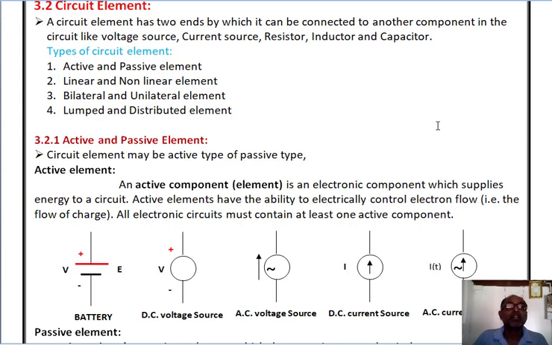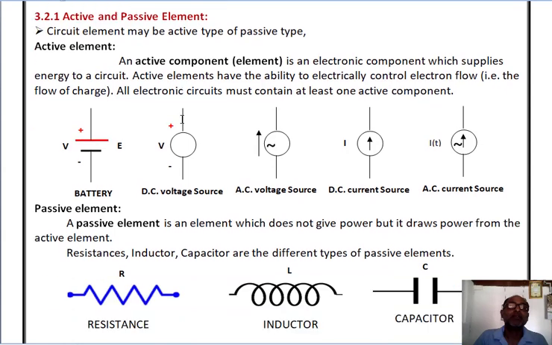Now, types of circuit elements: first, active element and passive element; second, linear element and non-linear element; third, bilateral and unilateral element; fourth, lumped and distributed element. Let me see one by one. Active element and passive element.